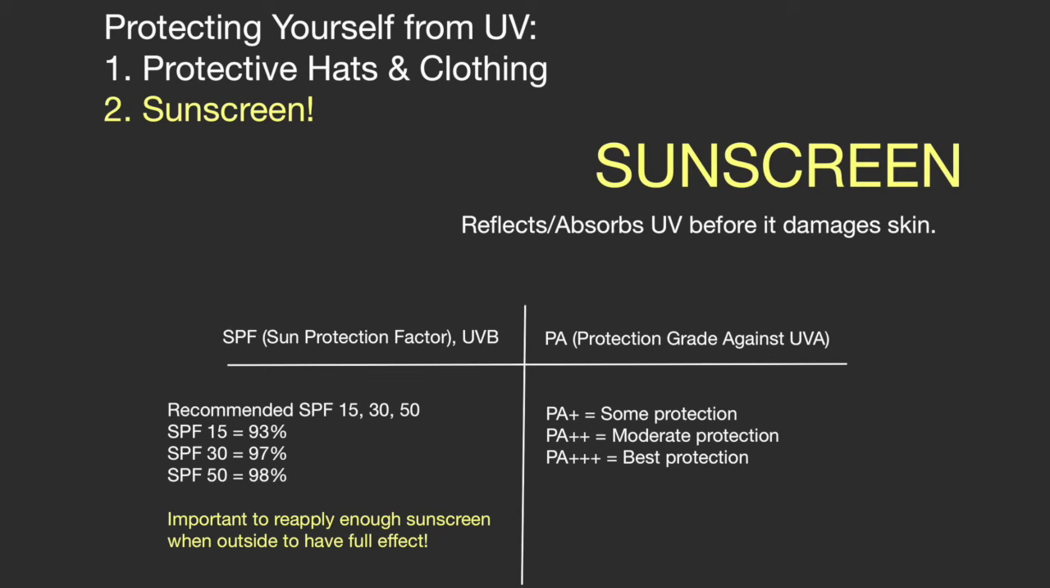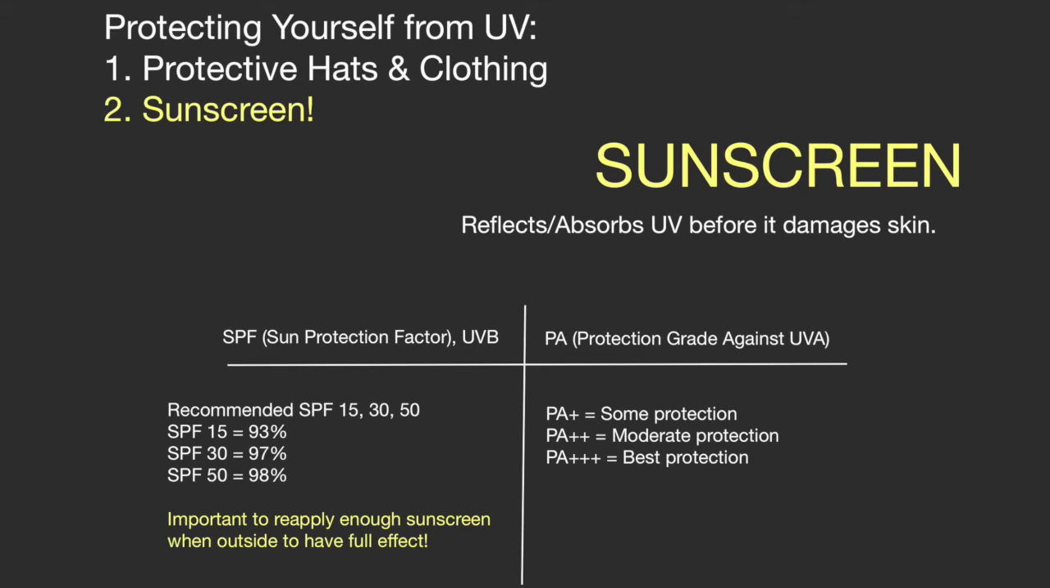SPF stands for Sun Protection Factor and measures the amount of UVB the sunscreen will block. PA stands for Protection Grade against UVA. Common SPF sunscreens are SPF 15, 30, and 50. SPF 15 blocks 93% of UVB rays. SPF 30 blocks 97% of UVB rays. And SPF 50 blocks 98% of UVB rays.